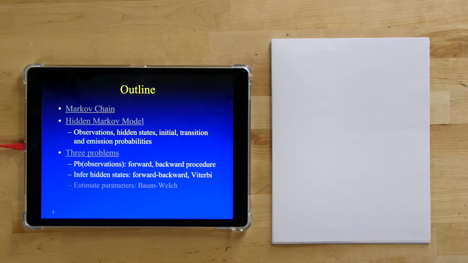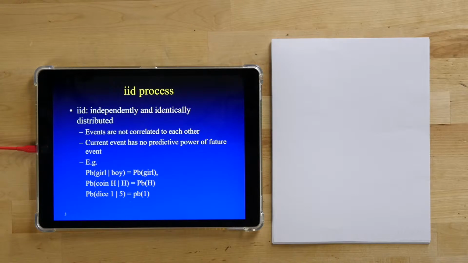So let's start. Before we can talk about hidden Markov model, we need to understand what is a Markov chain. IID are independently and identically distributed events. So these are events not correlated with each other. So the current event has no predictive power of future event. For example, if some family had a boy, the probability that their next child is going to be a girl is not dependent on the previous child. So it's only the probability of having a girl.